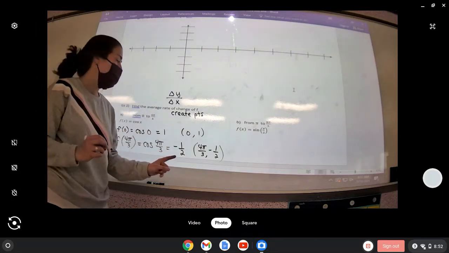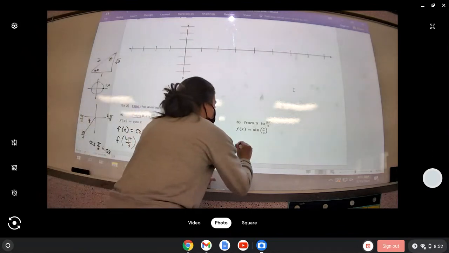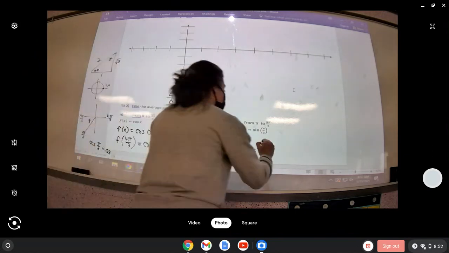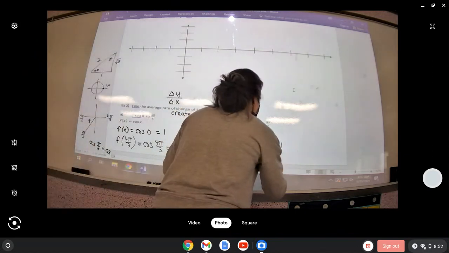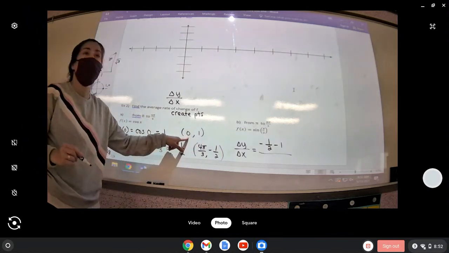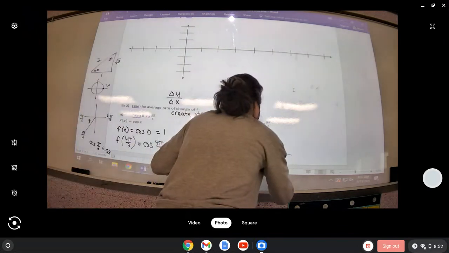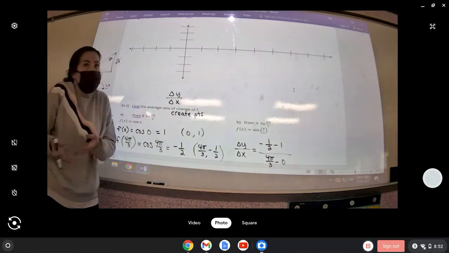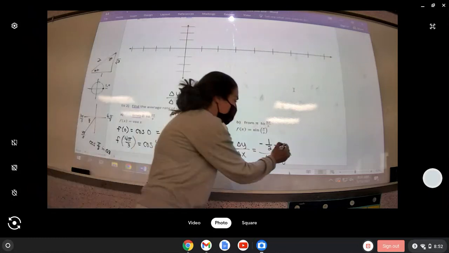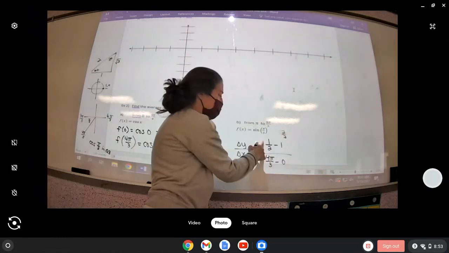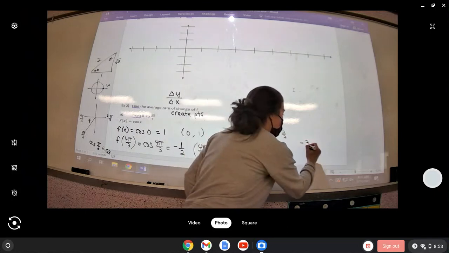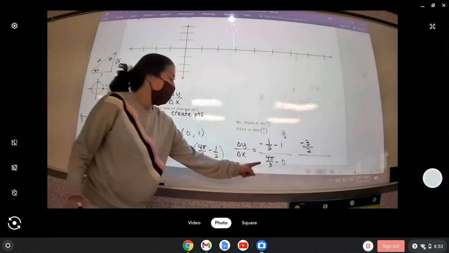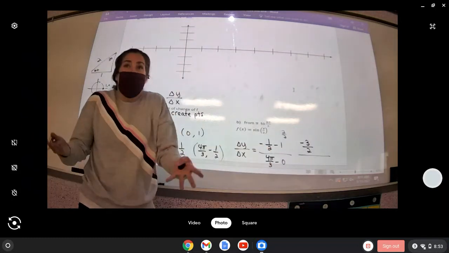All right, let's do change in y over change in x. So I'm going to do negative 1/2 minus 1 over 4 pi over 3 minus 0. All right, guys, negative 1/2 minus 1 more, it's negative 3/2. If you half, make that 2 over 2, right? So it's negative 1 subtract 2. That's negative 3 over a common denominator of 2, divided by 4 pi over 3 minus 0. We got really lucky, it's 4 pi over 3.